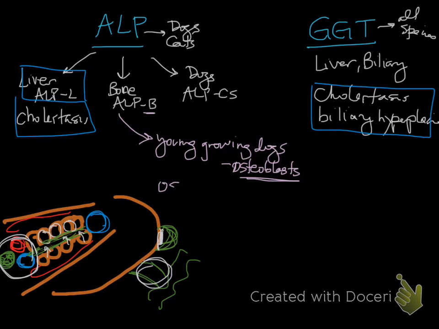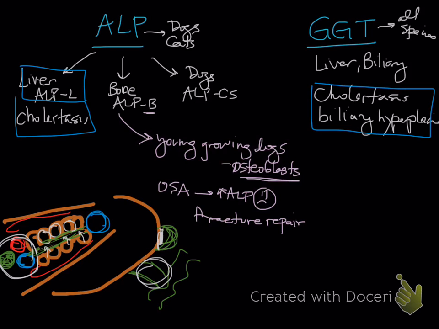Now, this is also true. You can see an increase in alk phos with osteosarcoma. That's what OSA stands for. And when you see the increase in alk phos, that can be a negative prognostic indicator, so not great. We also can see increases in alk phos with fracture repair, in case you had an animal that has a healing fracture. You want to kind of keep that in the back of your mind.